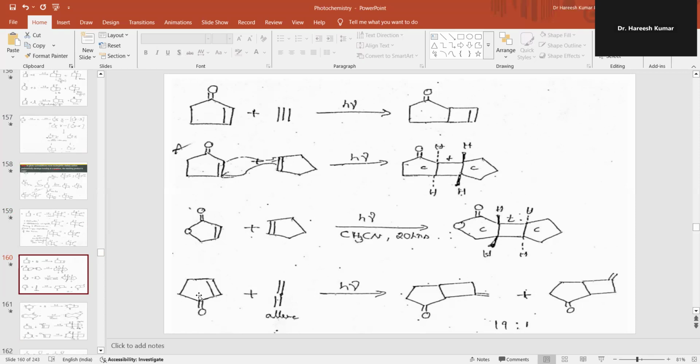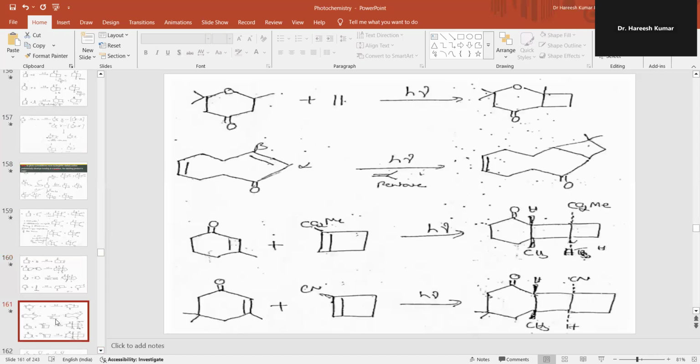So this, on reaction with an alpha beta unsaturated carbonyl compound, more particularly a double bond or olefin, and irradiation, will give you this product. And it is found that the exocyclic double bond will be the major product compared to this one. This is also exocyclic, but the position is different. I will go to the next slide.